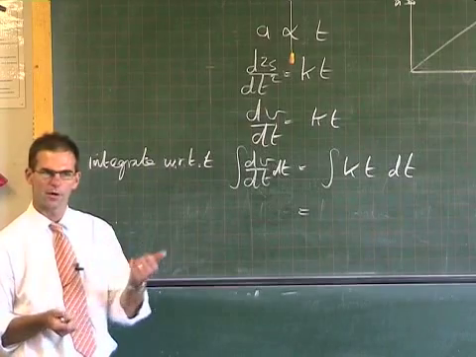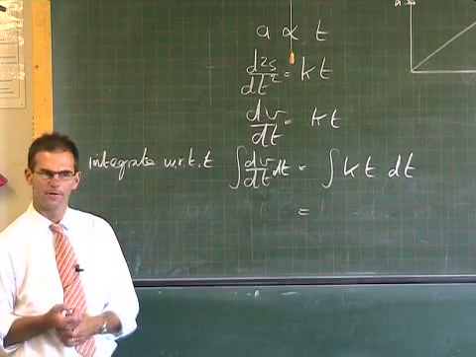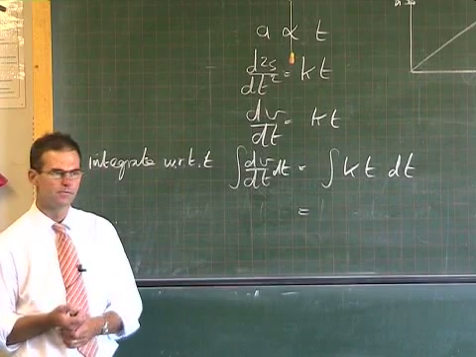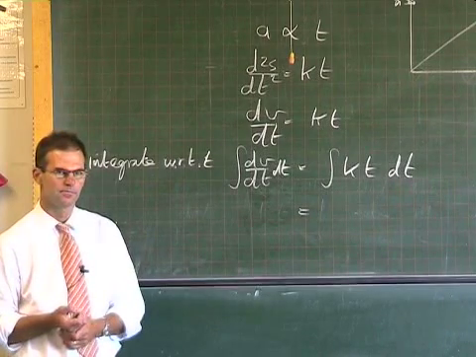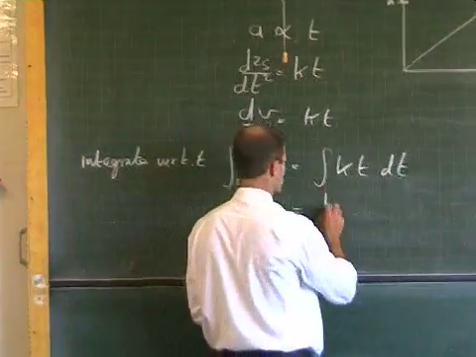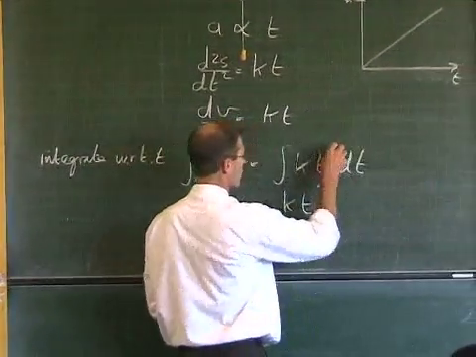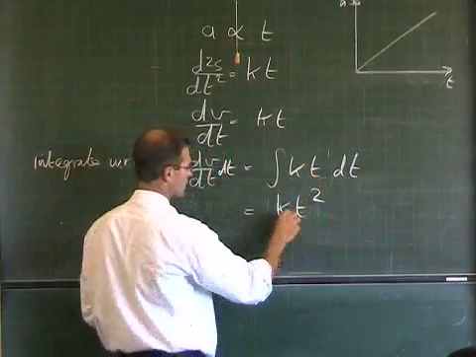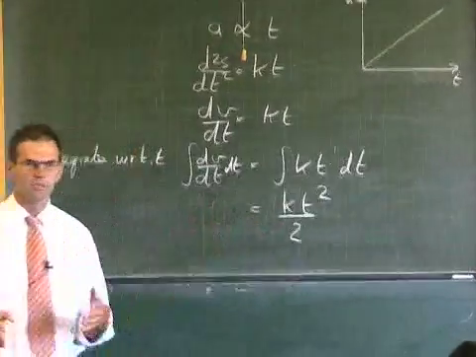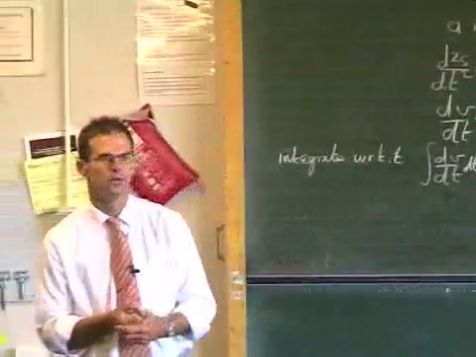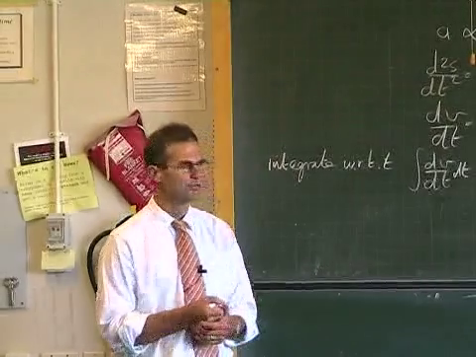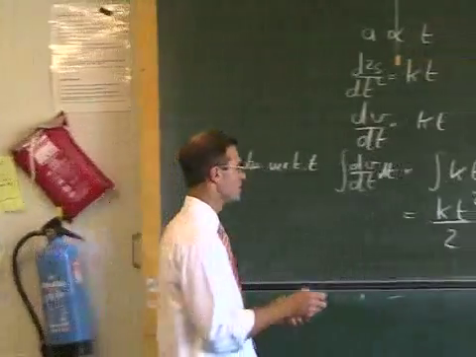Raise the power, divide by the new power for integration. So you get t to the power 1, now t to the power 2, divided by the new power. And there's something else you'd need to put into that integration. What else would be missing there, Andrew? Yeah, you'd need a constant.